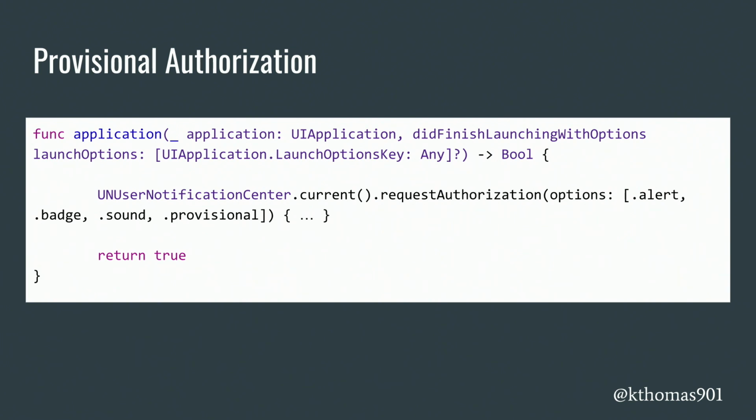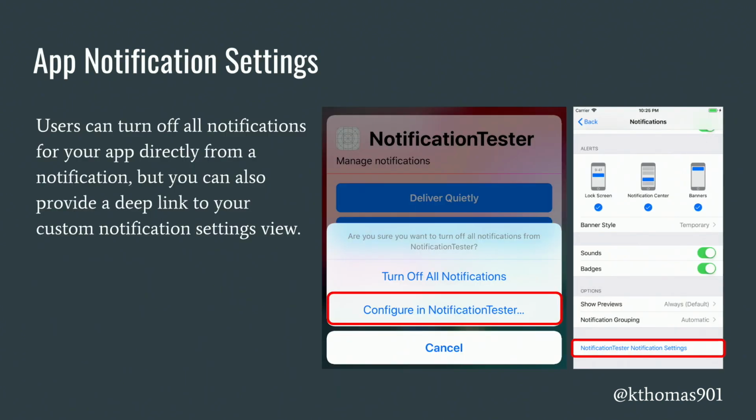Now the next option is related to app notification settings. So now that users can manage their settings directly from a notification, that means they can turn off notifications directly from that notification. So they can turn off all notifications for your app from one notification. Now that's pretty alarming. Now in order to prevent that user from maybe turning off all notifications, if you have some type of custom notification setting, Apple is allowing you to provide a deep link directly to your custom notification settings page, right?